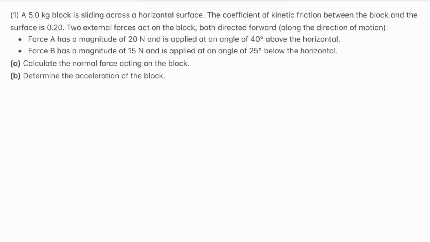Hi everyone. Today we have a few forces in two dimensions for AP Physics 1. The AP is coming up soon, so let's get started.